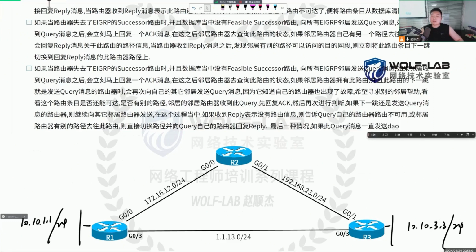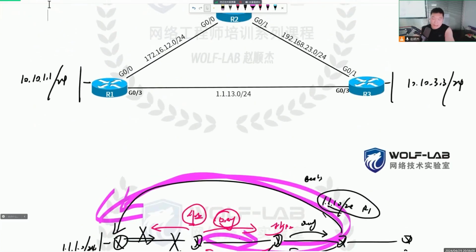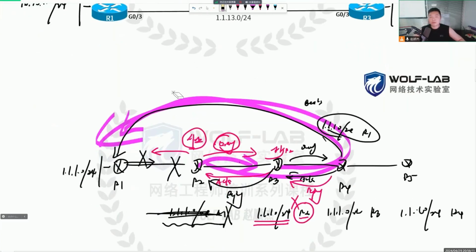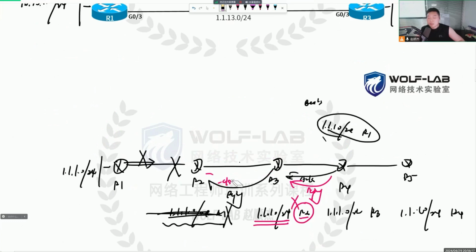In summary, our EIGRP query mechanism is used when the router has lost this routing information. Then we go to find this route. Is there any other path that can be accessed? Can this route still be used? Is it reachable? This is how our query mechanism converges: find other routes to the destination site.